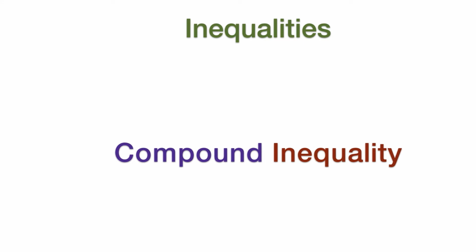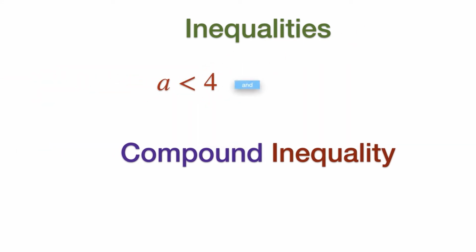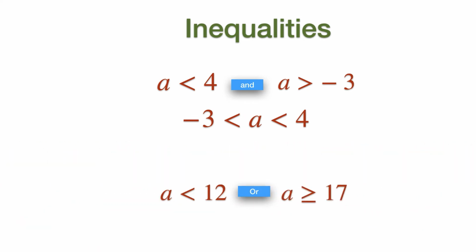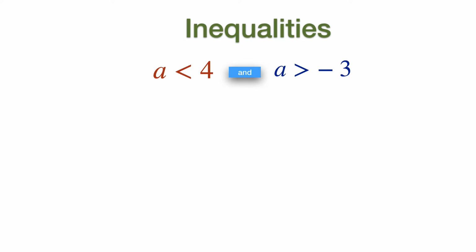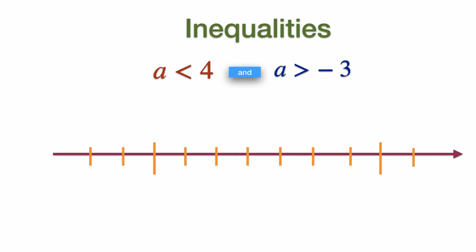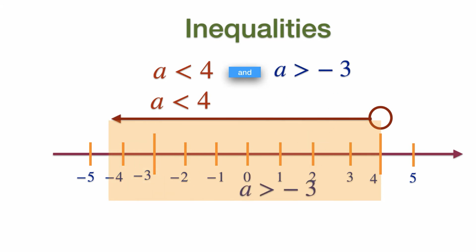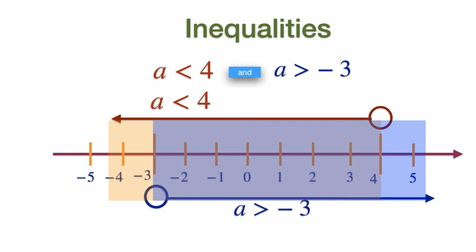Compound inequality combines multiple inequalities into one, and it is often connected by the word and or or. We can represent a compound inequality on a single number line. For example, in order to show this inequality on a number line, we may start by writing the inequality A is less than 4 on the number line. And we can show that A is greater than -3 on the same number line by drawing another line, A is greater than -3.